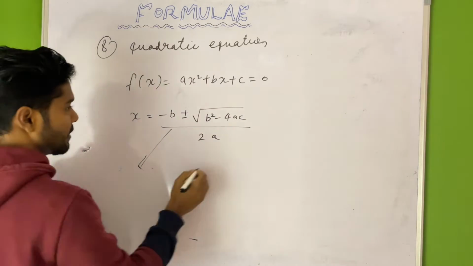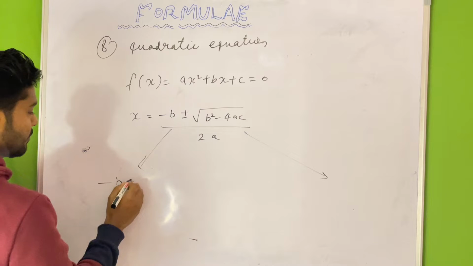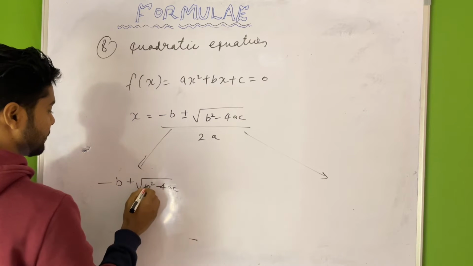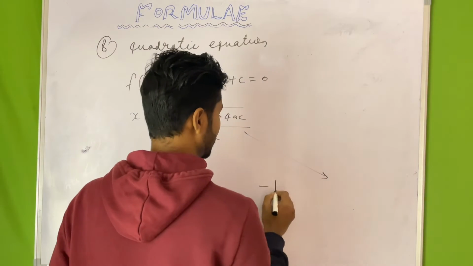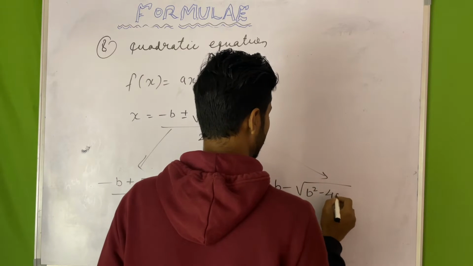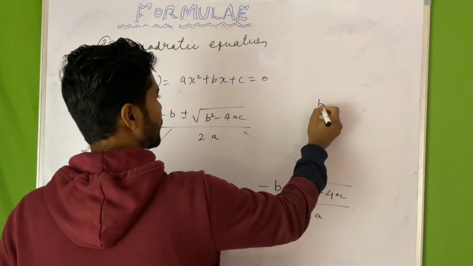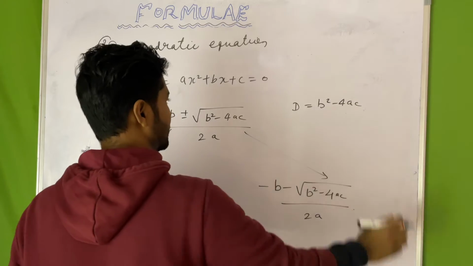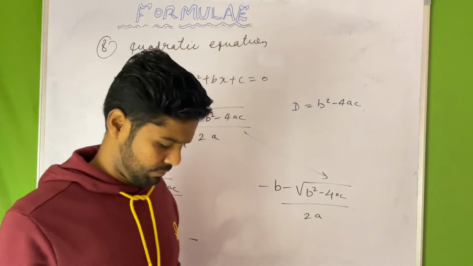Alright, so we can write this in two possible ways. This is (−b + √(b² − 4ac)) upon 2a, and this is (−b − √(b² − 4ac)) upon 2a, and this b² − 4ac is our determinant. So we can write here D also, root of D.